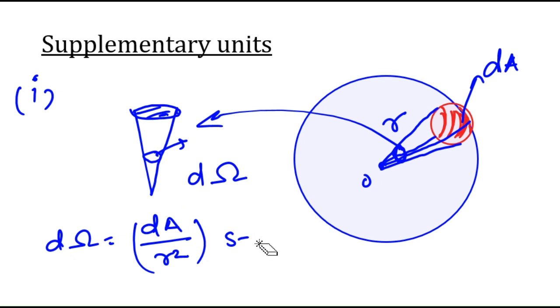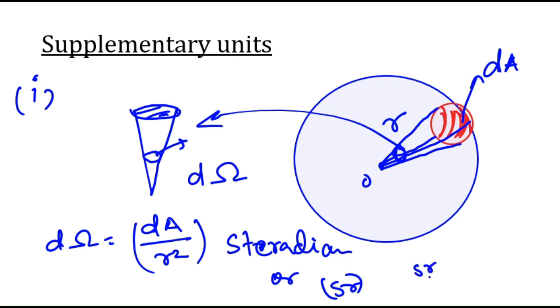And the symbol for this is sr, both small letters, so be careful about that. These are the supplementary units: one is for plane angle, another is for solid angle. And I hope you can figure out what we mean by solid angle. Okay. Coming to the next point.